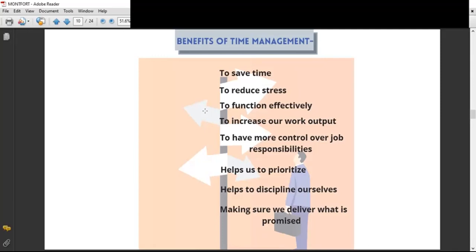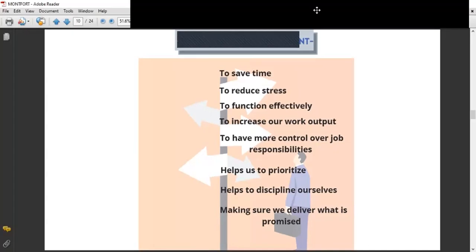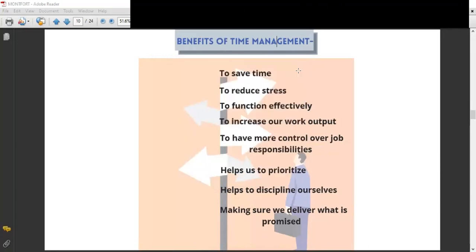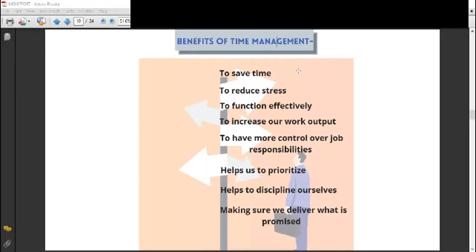It helps us to save our time. Yes, if we manage our time, we can save our time also. It also reduces our stress and helps us to function effectively. We become more productive. In less time, we can work more to increase our work output. If we manage our time and work in a planned way, our output increases.